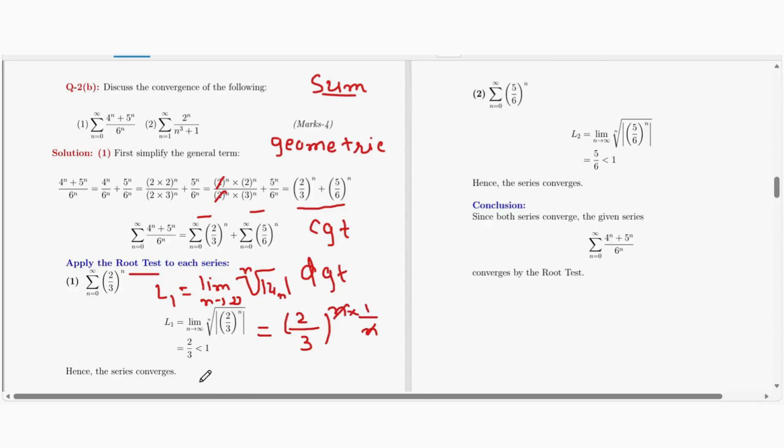Okay. So here for root test, what is the condition? If limit L is less than 1, then the series is what? Convergent.